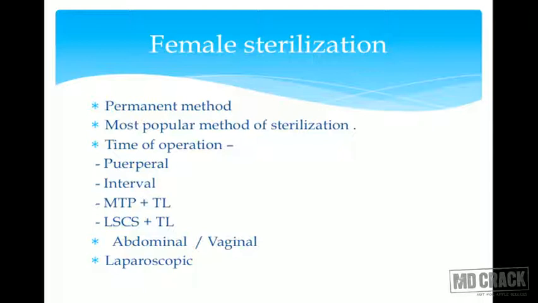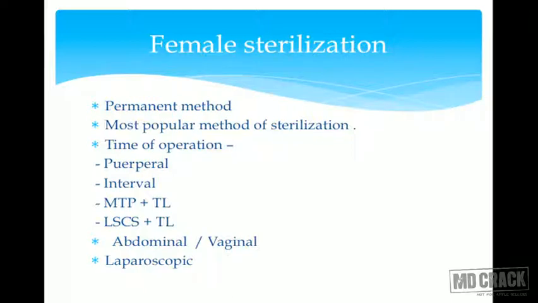Now coming to a very important part, that is tubectomy, female sterilization. A very commonly used, very popular method of sterilization in India. It's a permanent method, most popular if an MCQ is asked. It can be done in the puerperium after delivery if she has completed her family. It can be done as an interval sterilization, that means post-menstrually, when she is not pregnant. It can be done along with MTP, that is abortion, followed by the sterilization procedure immediately. It can be done along with cesarean sections. So these are the 4 times when we go for the female sterilization method.